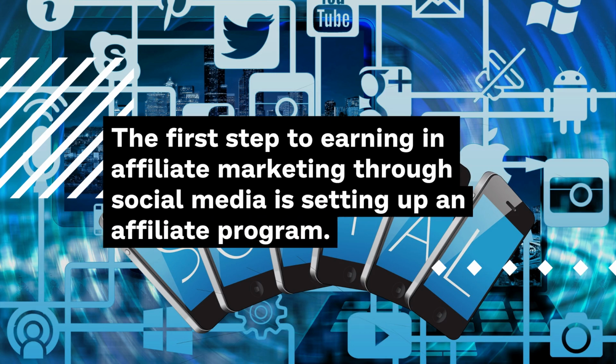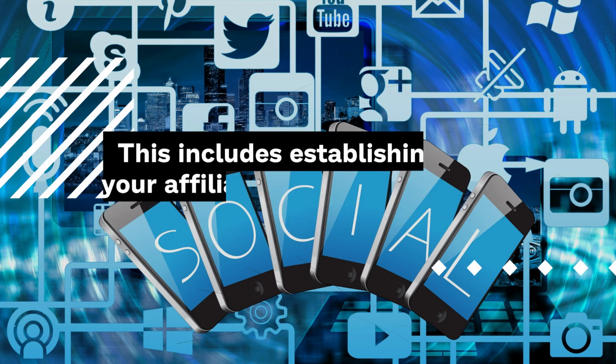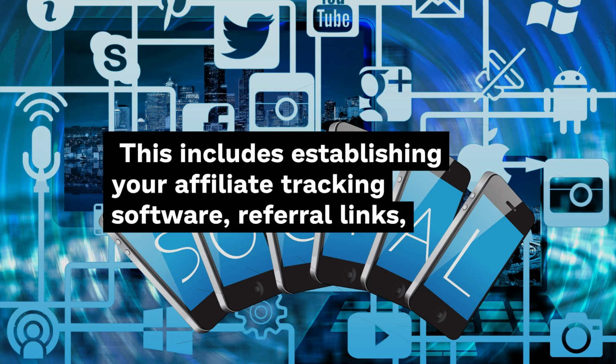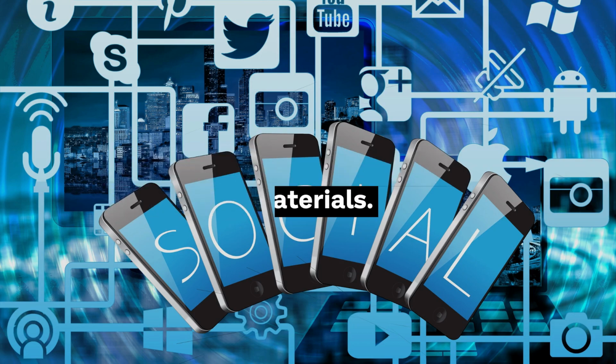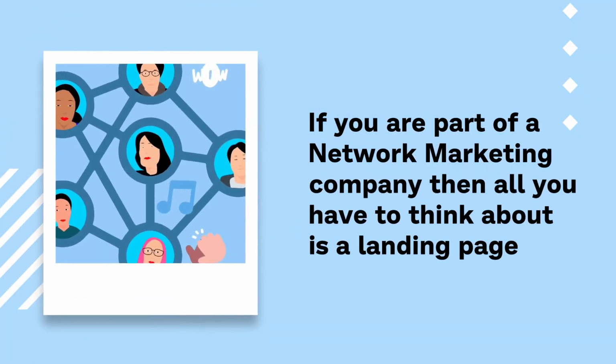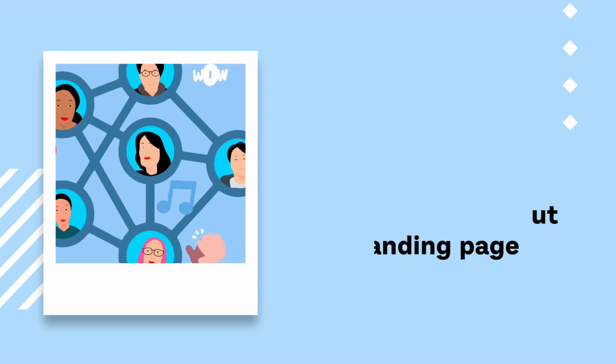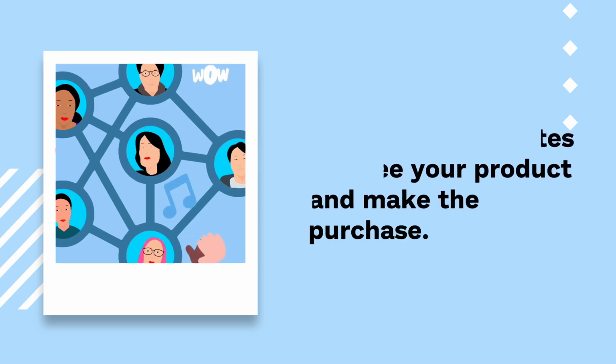The first step to earning in affiliate marketing through social media is setting up an affiliate program. This includes establishing your affiliate tracking software, referral links, custom sign-up pages, and marketing materials. If you are part of a network marketing company, then all you have to think about is a landing page, where your affiliates can see your product and make the purchase.